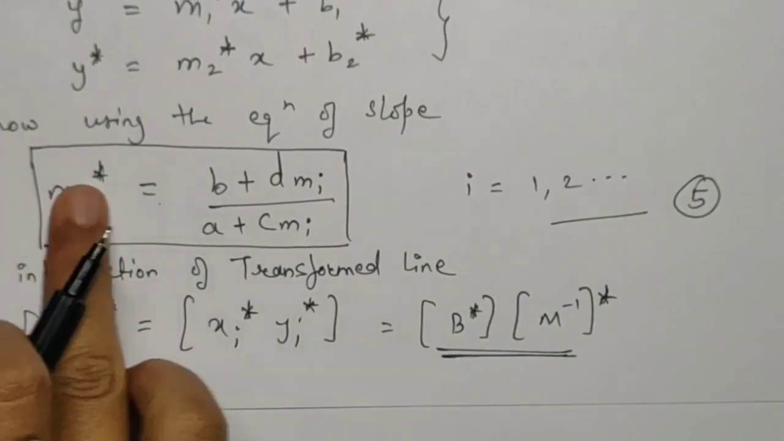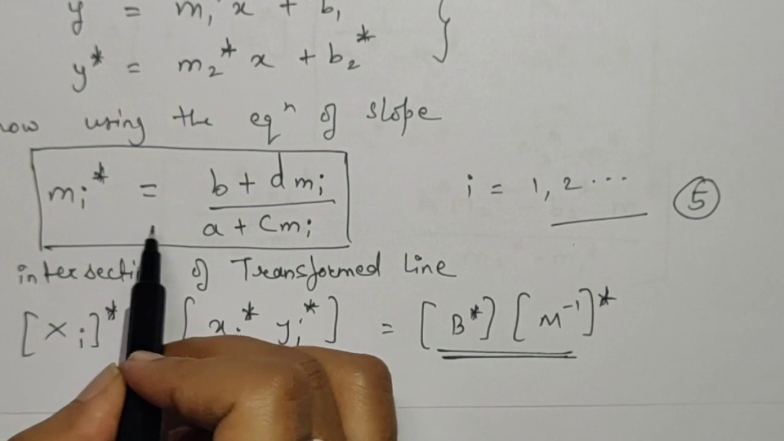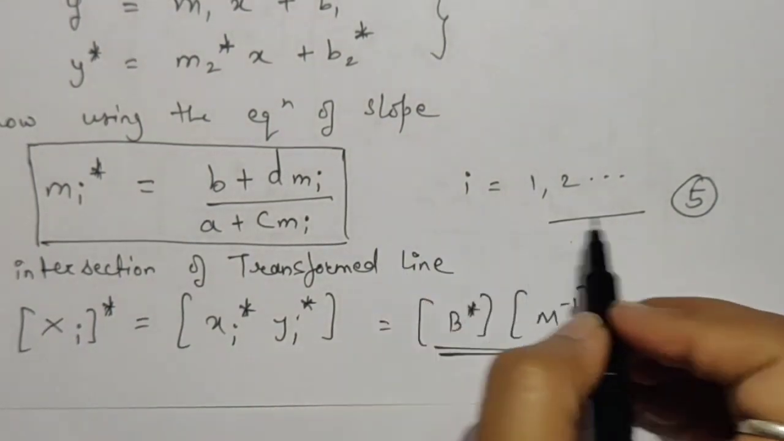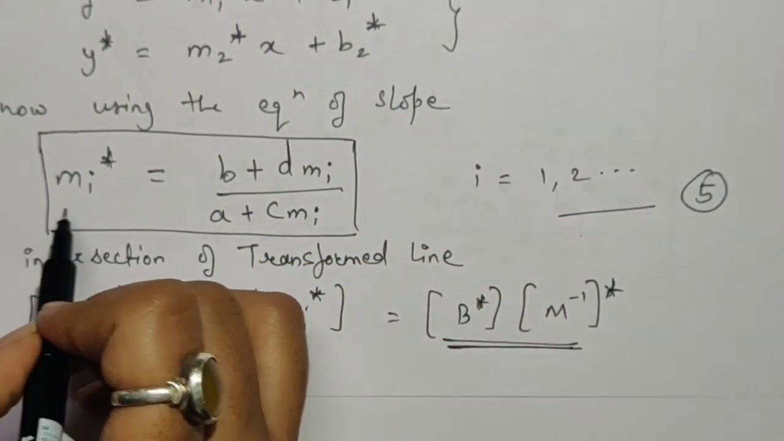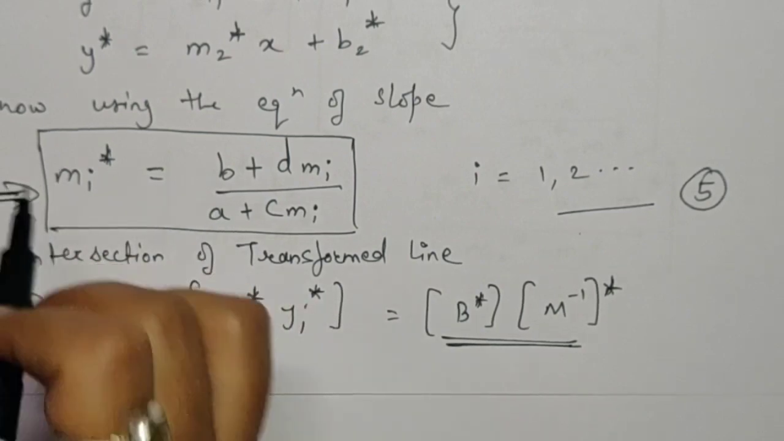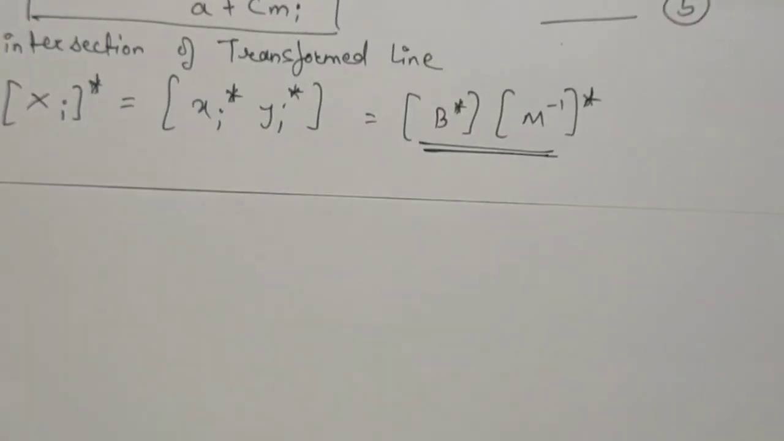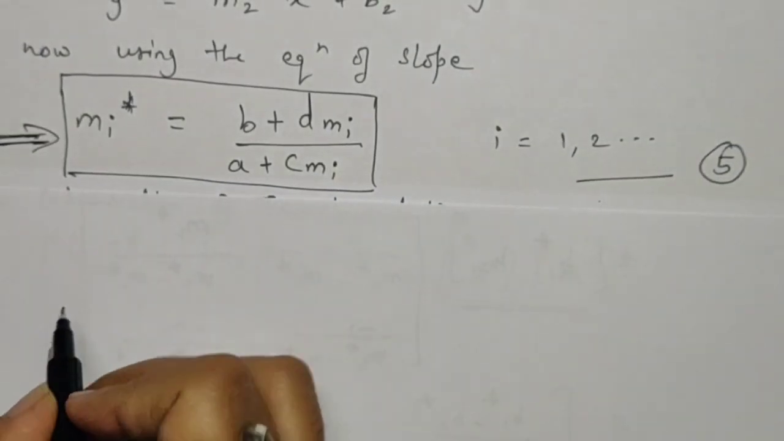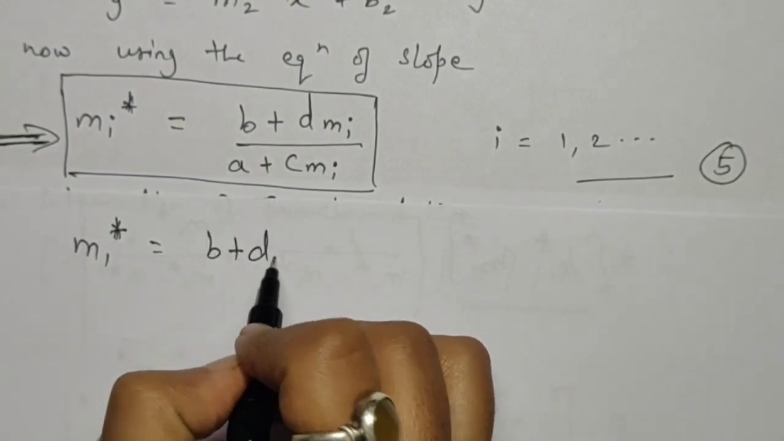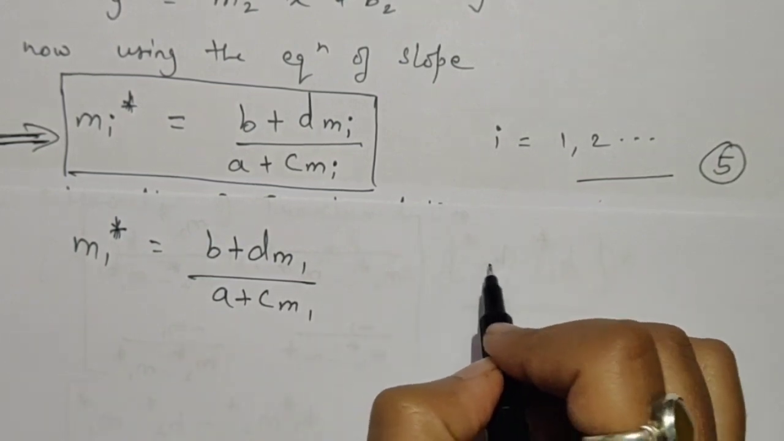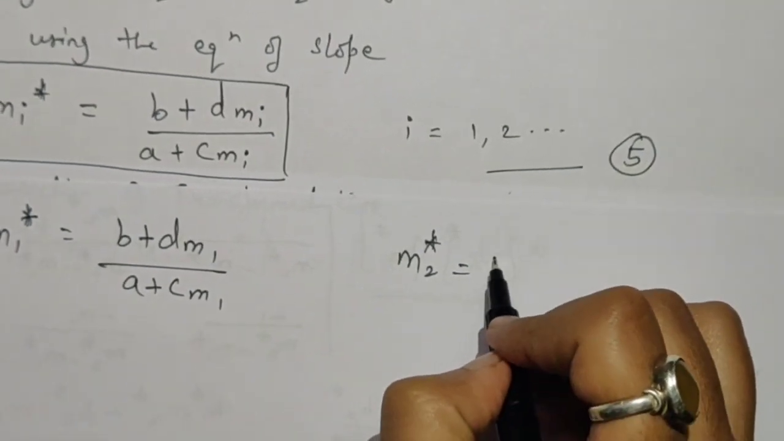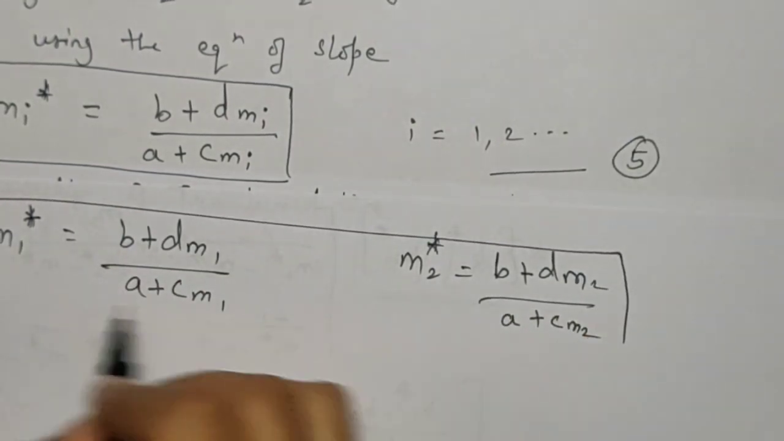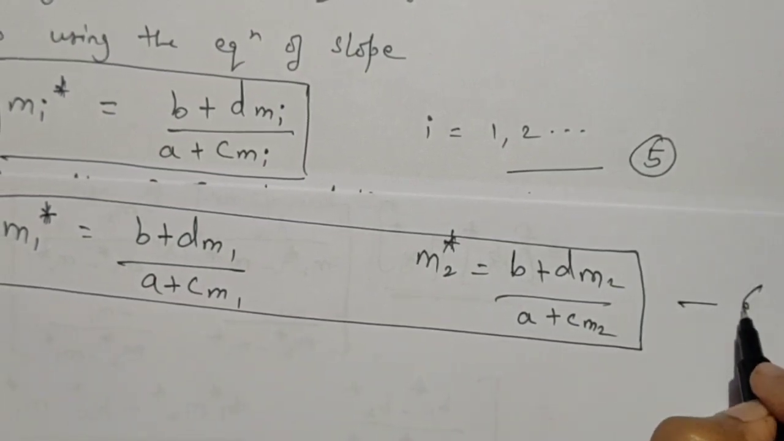See here, this is our fifth equation. So now if I want to calculate M1 star and M2 star, consider this equation. Okay, and from this I want to calculate M1 star and M2 star. By considering equation number 5, my M1 star will be B plus D M1 upon A plus C M1, whereas my M2 star will be B plus D M2 upon A plus C M2. So this is my M1 star and M2 star. Now I will call this the sixth equation.